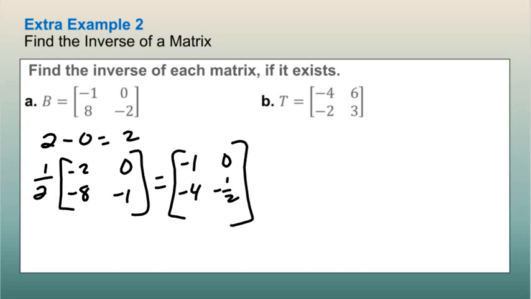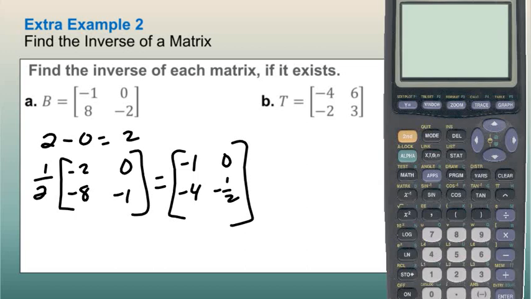Now this other one, I'm going to use a calculator to show how you can do this on your calculator. So if I go to second matrix, I have a 2 by 2, so I'm going to edit. I'm going to go down to the third one here. So it's a 2 by 2. And then we just enter the numbers in. So we got negative 4. We have 6. We have negative 2. And we have 3.